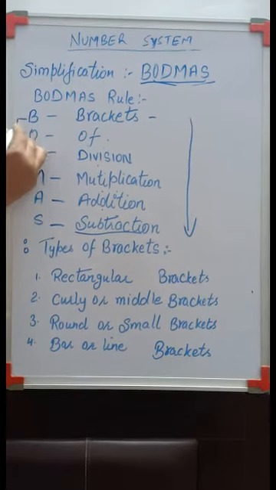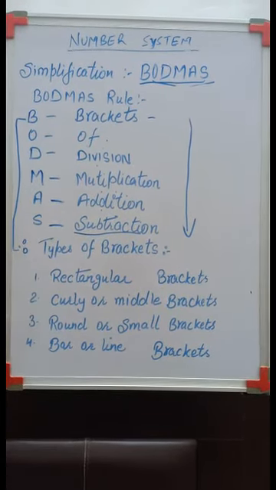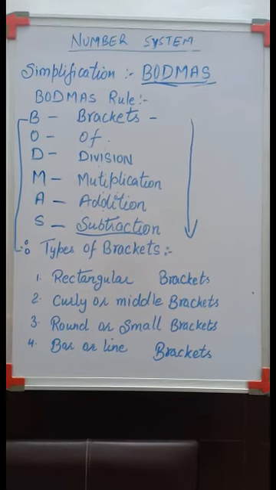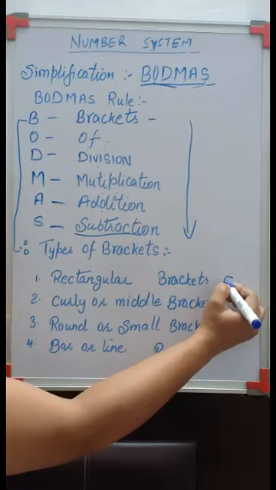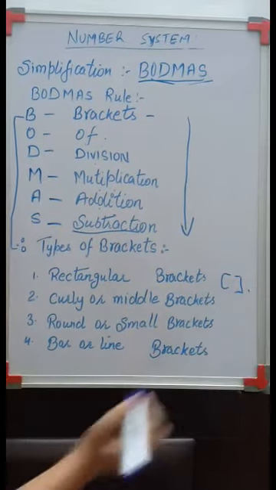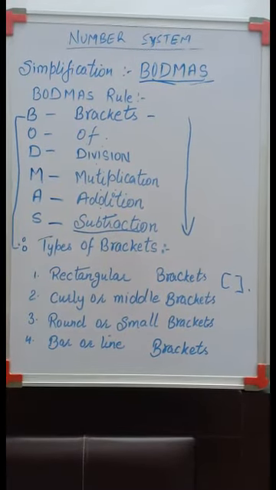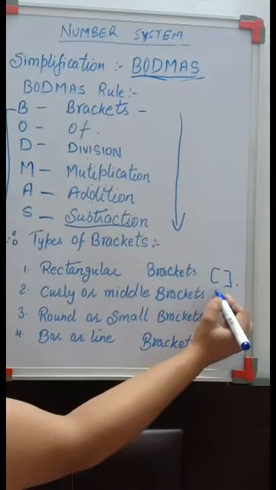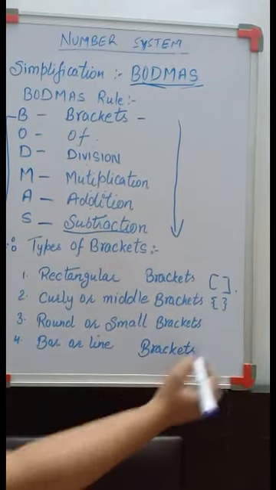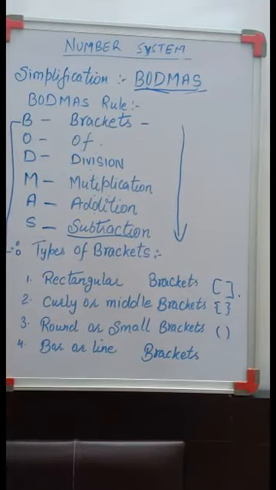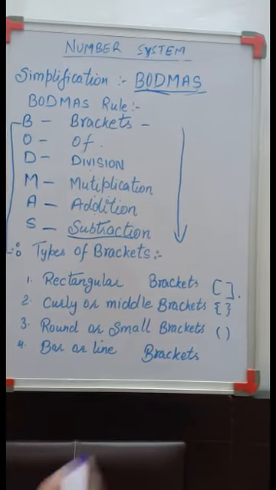Over here I have used the word brackets, but in maths we have 4 types of brackets. One is the rectangular bracket, denoted like this. Next is the curly or middle bracket. We denote curly brackets like this. Then round or small brackets, like this. And last, the bar or line bracket.